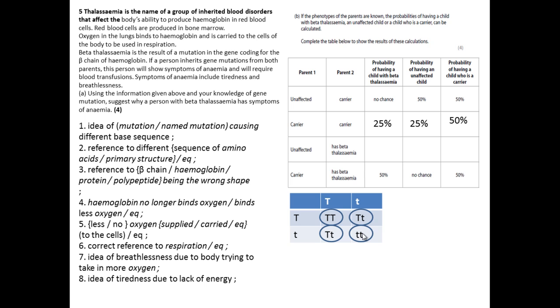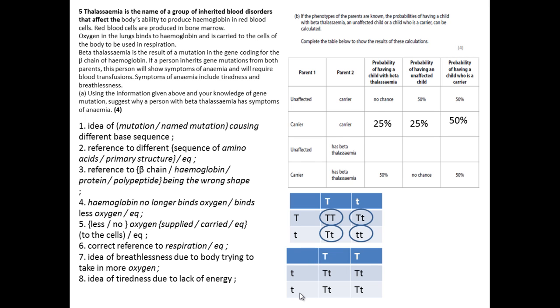You've then got an unaffected individual and somebody who has beta thalassemia. So this is the unaffected individual here. So the only gametes he can give across are two big T's at this point. And the affected individual again must have the condition, so must have the genotype small t, small t. You may use different letters for this.